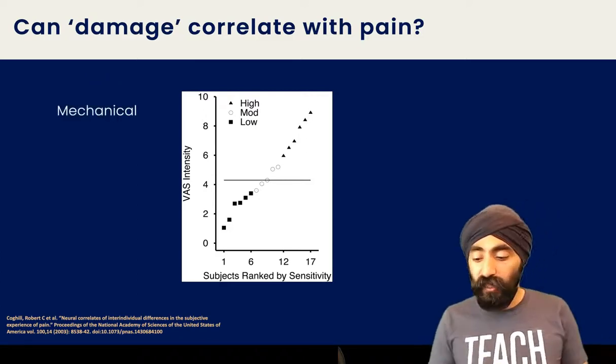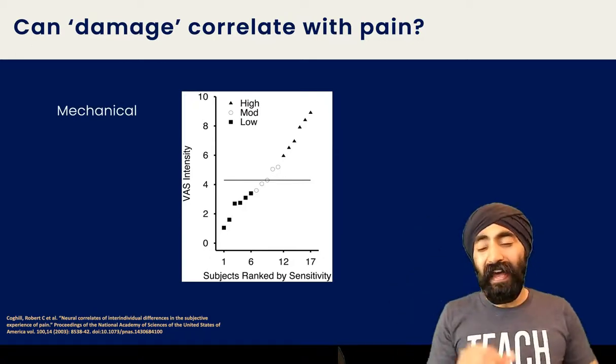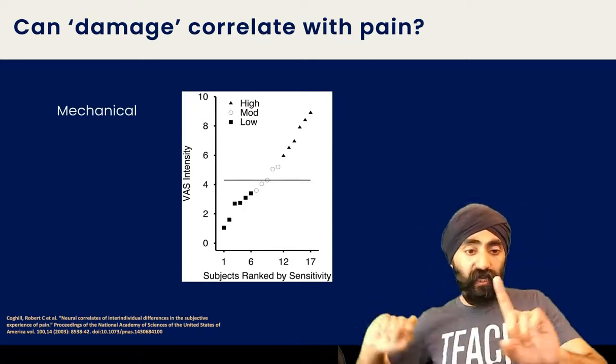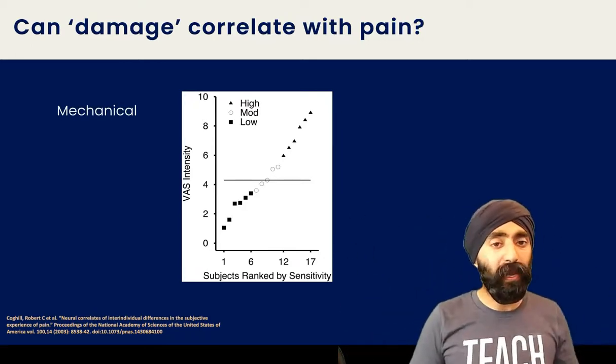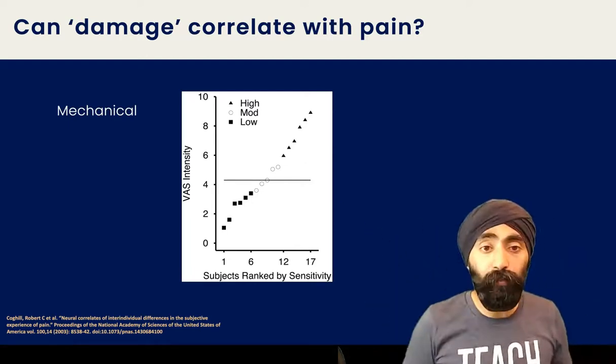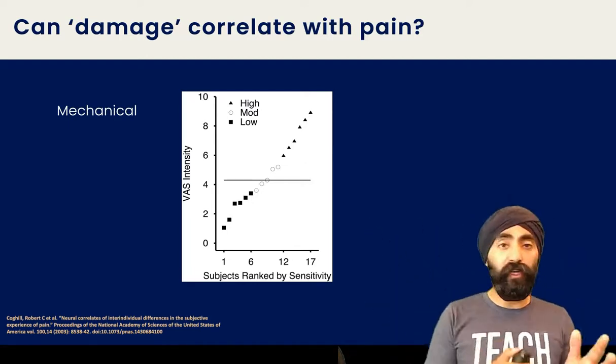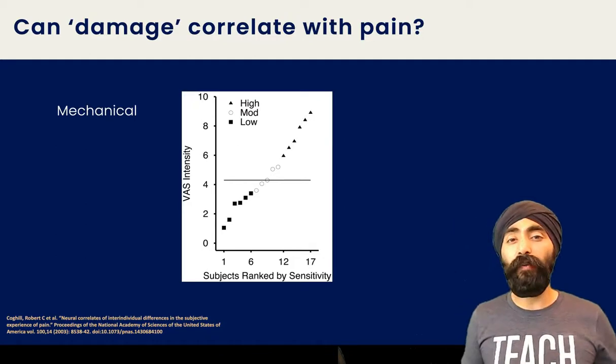Like in some of these studies, imagine I pinpricked you, right? And I pinpricked 100 different people. Some of you would say, "Oh, yeah, that's a 2 out of 10 pain." Others would say that's an 8 out of 10 pain. And the experience of pain can vary by a factor of 4.